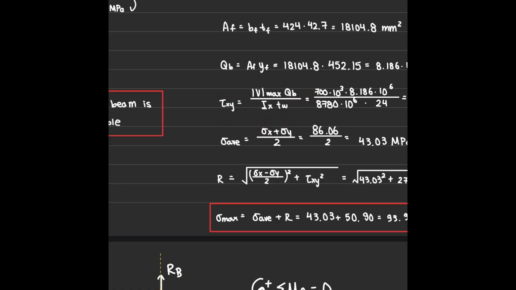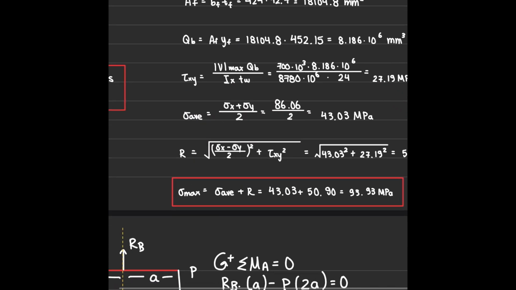Now that we have both the normal stress and the shear stress acting at the junction, we use the stress transformation equations to combine them into the maximum principal stress. We first find the average stress component, which is 43.03 megapascals, and then we find our radius. And finally, adding the radius to our average stress gives us the maximum principal stress at the junction, which is 93.93 megapascals.